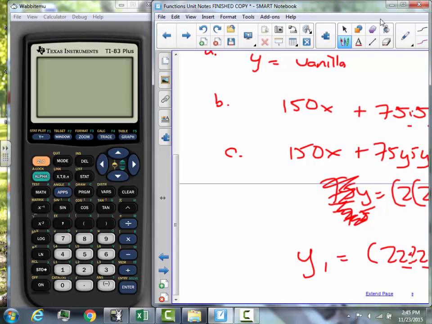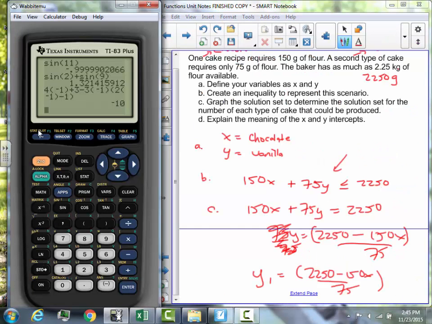Now I'm going to graph this thing. 2250 minus 150x divided by 75. Okay, if you press your graph button, Lord knows what it's going to look like because it depends on what your window sizes are. So we should figure out what some reasonable window sizes are.